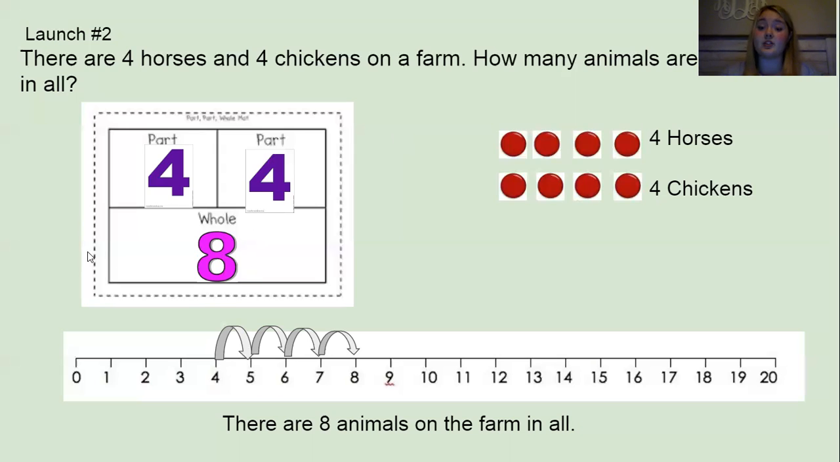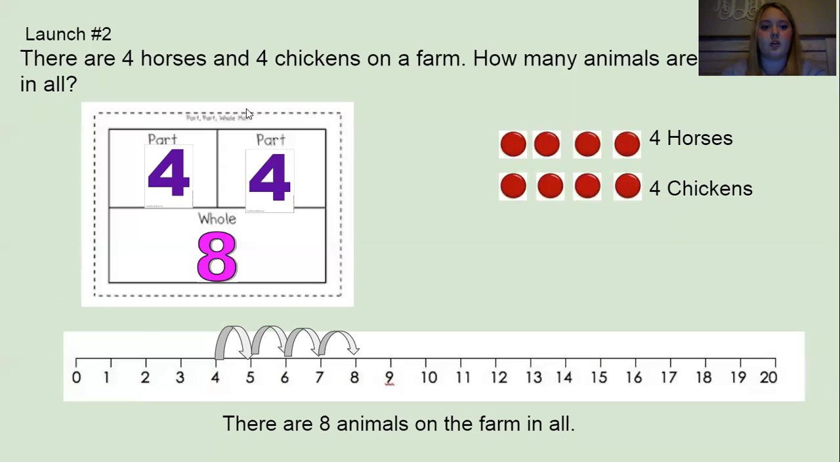Great job if that's the strategy you chose to use. Now, I know that some of you probably already know that 4 plus 4 equals 8. But just like I told you before, when we are solving a word problem or solving any problem in math, it is the best decision to pick at least one strategy to solve the problem with, even if you think you already know the answer. Because you never know, some problems are tricky, and it's always helpful to use a strategy to solve the problem.